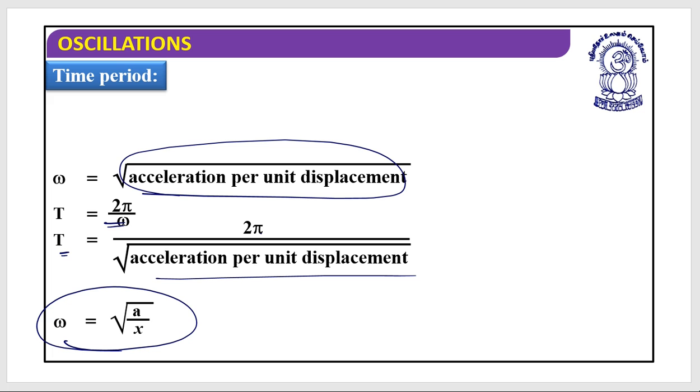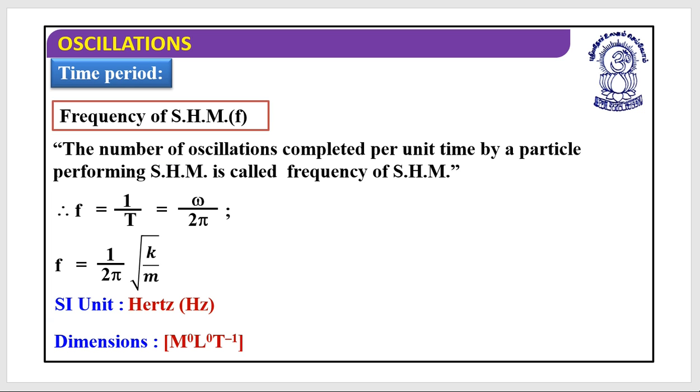Let's check out the frequency of an SHM. Frequency is the number of oscillations completed per unit time by a particle performing SHM. It is f = 1/T, or ω/2π, and this is equal to (1/2π)√(k/m). This is the frequency of the spring and block system. The SI unit is hertz, and the dimensions are M⁰L⁰T⁻¹. I hope this is clear.